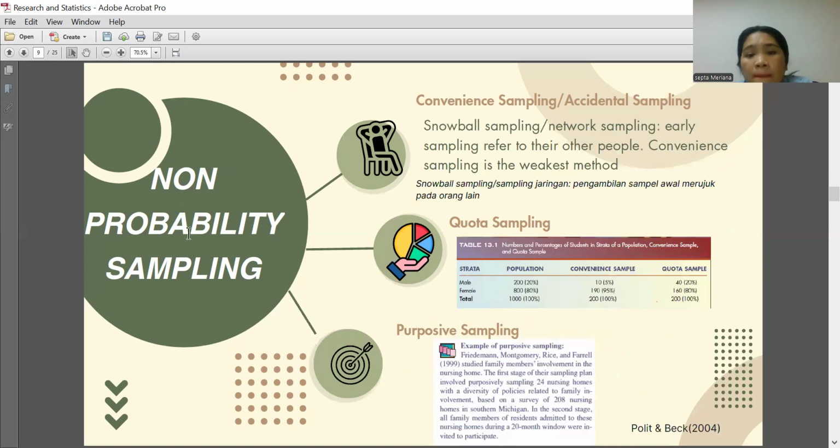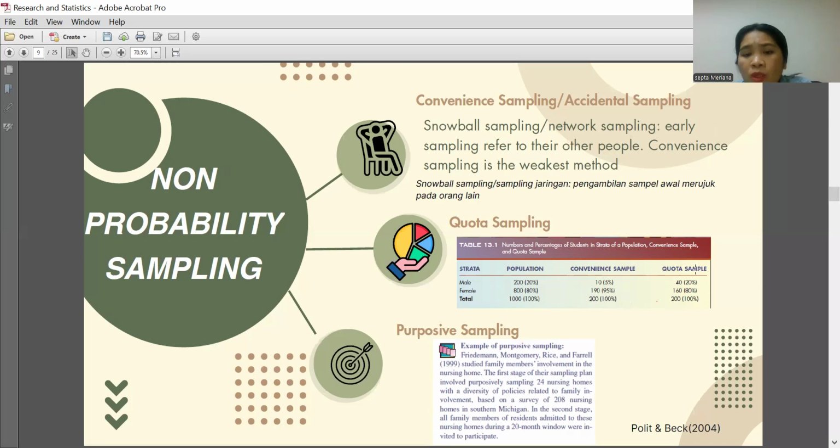Within non-probability sampling, under convenience sampling, we also have snowball sampling or network sampling. What does it mean? It means the previous samples we used refer us to other people. Convenience sampling is usually seen as the weakest method.